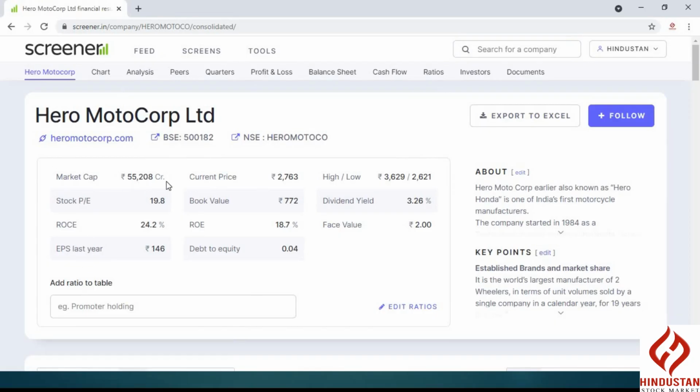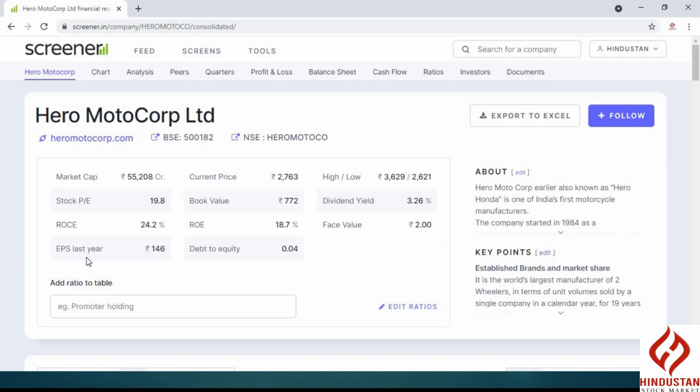See, the market capitalization of the company is more than 50, it is 55,208 crores. It's a good thing. It's a large cap company, and the current share price is 2,763. They have given the share high and low price, and the PE ratio is only 19.8, and the book value they have given. Dividend yield ratio is 3.26. Return on capital employed is more than 20%, it is 24.2%. It's a good thing. And return on equity is more than 15%, that is 18.7.